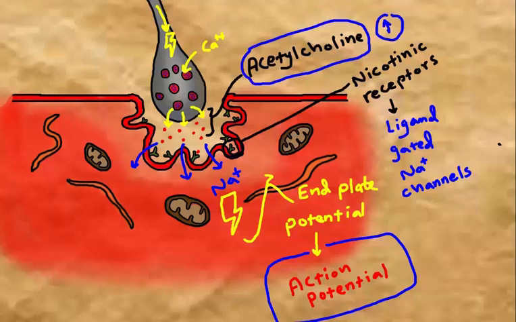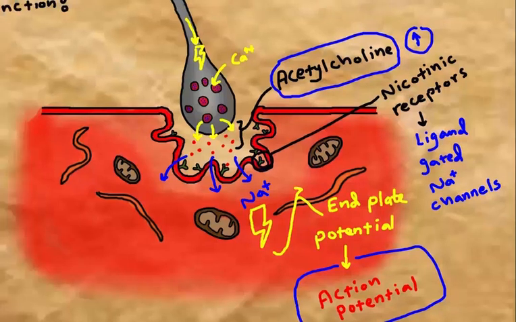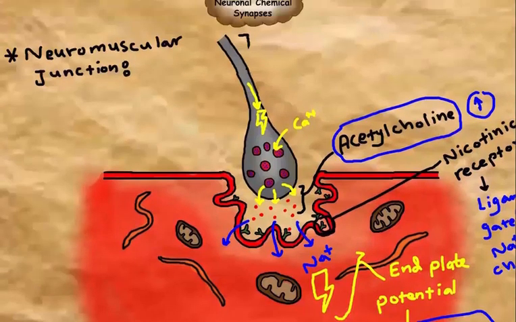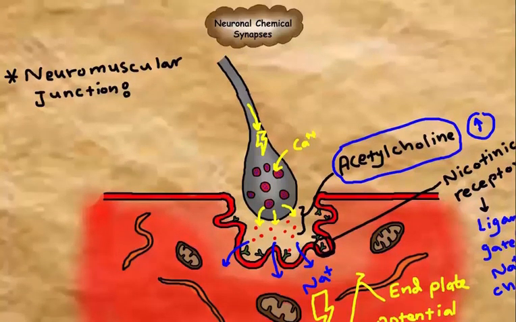Now, regarding factors affecting the neuromuscular junction or drugs acting on the neuromuscular junction, they will be discussed separately in the chapter on the musculoskeletal system. So that's it, guys, for today's video.